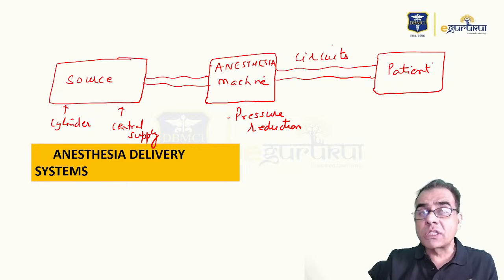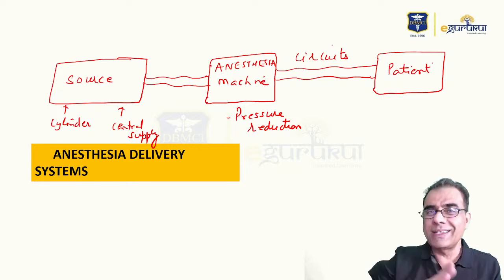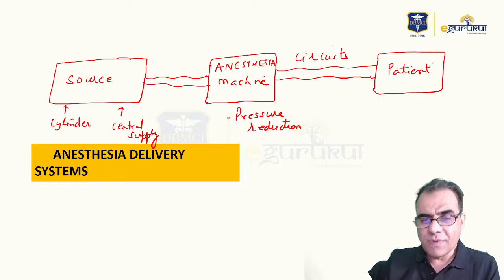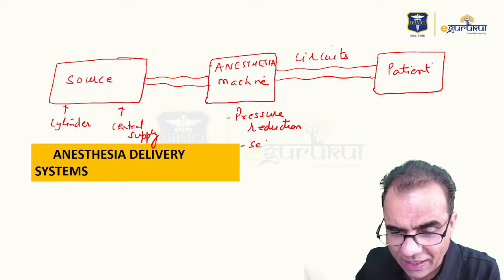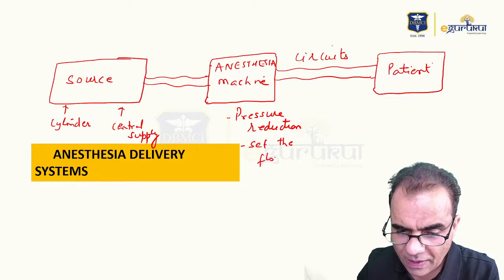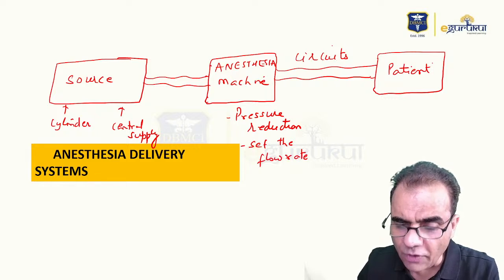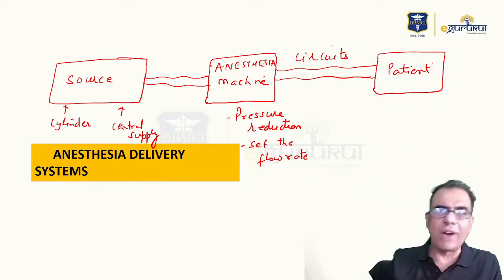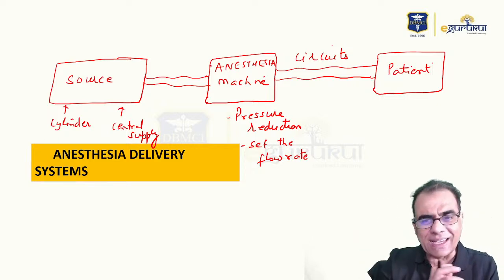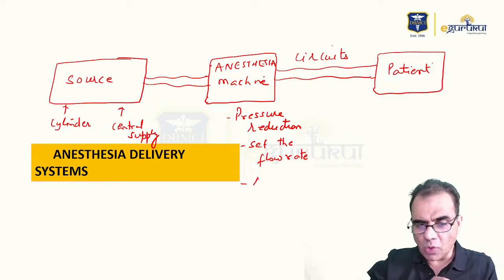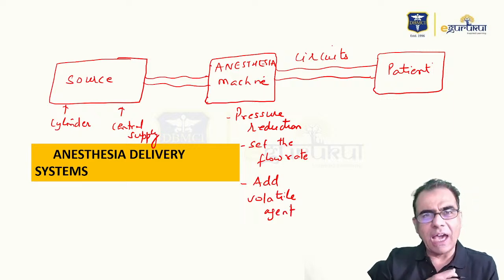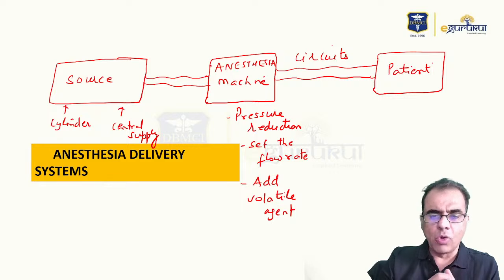So even 60 psi can burst everything. So the anesthesia machine has pressure reduction valves which reduce the pressure. Secondly, you can set the flow rates. How much flow I want to give, I can set in the anesthesia machine, say I want to give 5 liters or 6 liters. And third thing is you can add volatile agents. Volatile agent may be halothane, isoflurane, sevoflurane, anything.